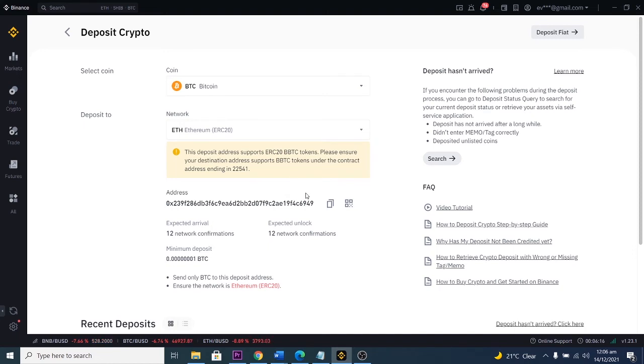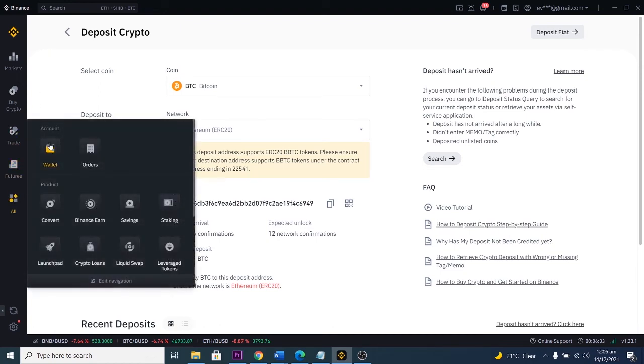And the trading platform always tells you that if you send it to the wrong address, say the person sends USDT to this address, they will tell you that they are not liable for it. So be very careful about that. So that is how to deposit crypto into your account.